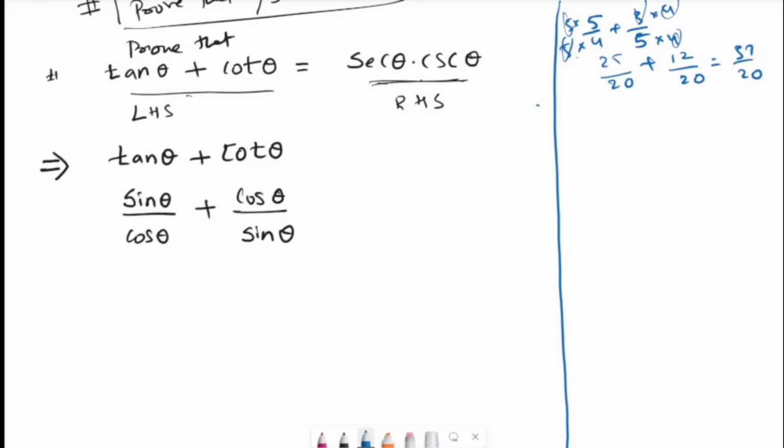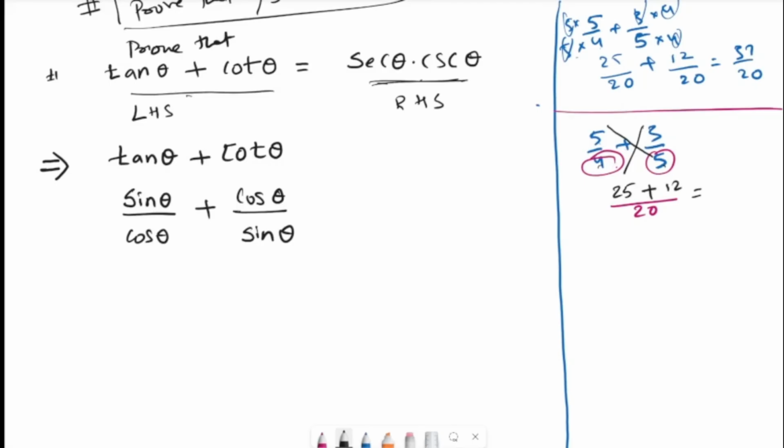Instead, a cool way to do this is to write it as it is, 5 by 4 plus 3 by 5. First, multiply the denominators: 4 times 5 is 20. Now multiply across: 5 times 5 is 25. Then use the plus symbol. If it's a plus, write plus; if it's minus, write minus. 4 times 3 is 12. This is 37 by 20. This is way faster, and you don't need to write all these things.